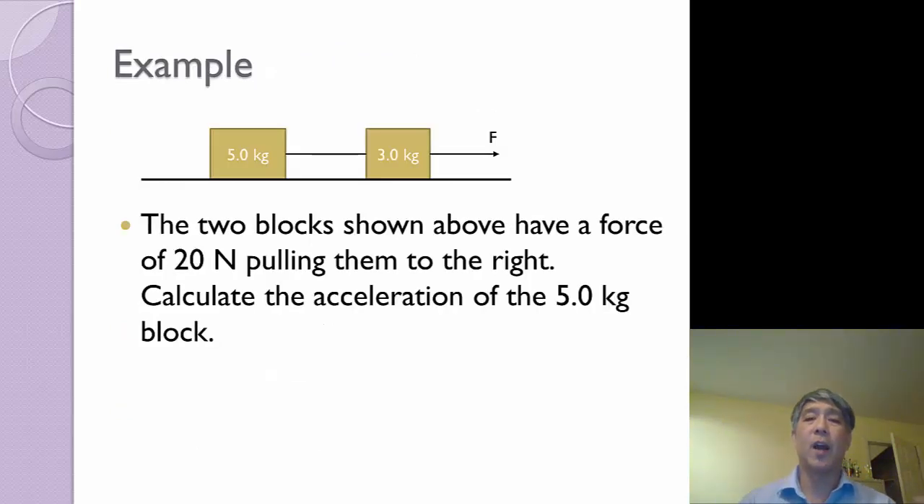So here's an example. I have a 5 kilogram block tied to a 3 kilogram block. There's a string between them, and the force is only pulling the 3 kilogram block. The force pulls it at 20 newtons. Calculate the acceleration of the 5 kilogram block. Since this is a system, they move as one object, so I can treat it as such. The acceleration of the 5 kilogram block is the same as the acceleration of the 3 kilogram block, which is the same as the acceleration of the system.